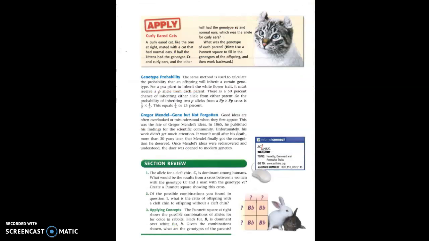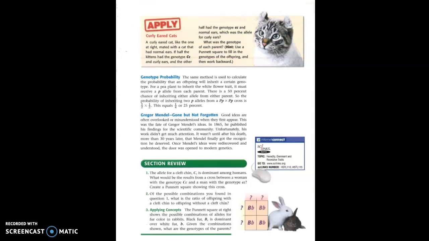Apply. Curly-eared cats. A curly-eared cat like the one at right mated with a cat that had normal ears. If half the kittens had the genotype big C little c and curly ears, and the other half had the genotype little c little c and normal ears, which was the allele for curly ears? What was the genotype for each parent? Hint, use a Punnett square to fill in the genotypes of the offspring and then work backward.